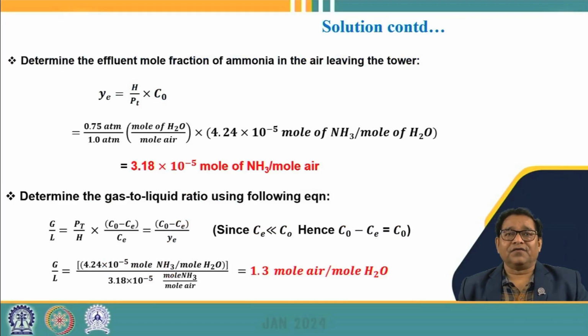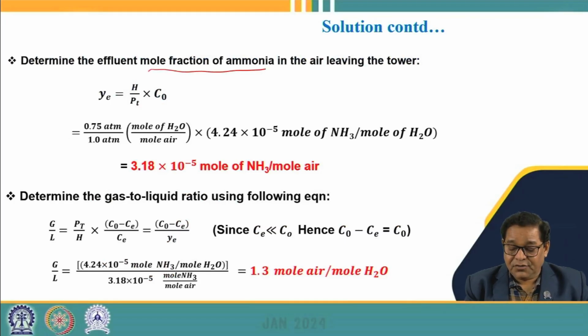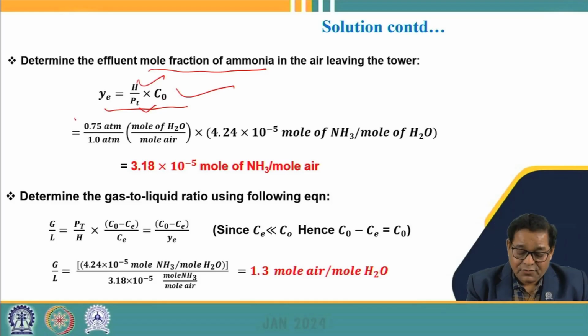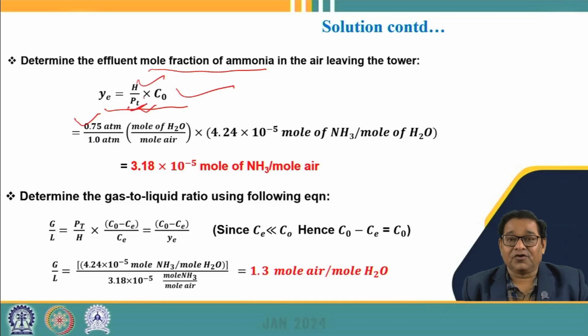Then similarly we can find out the molar fraction of ammonia in the treated effluent, which is equal to Y and can be given by this equation. Y is equal to H divided by Pt into C0, where H is the Henry's law constant, which is equal to 0.75 atm, whereas Pt is the 1 atmospheric pressure. So here we can put 1 atmospheric pressure, and C0 is the molar concentration of ammonia gas in the wastewater initially present, which is equal to 4.24 as we have worked out earlier.